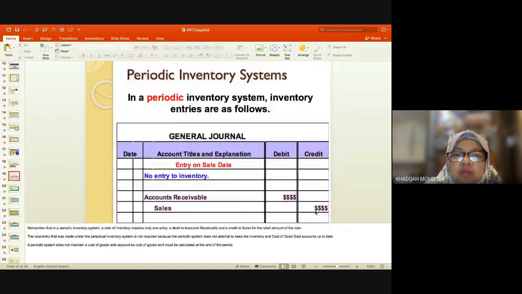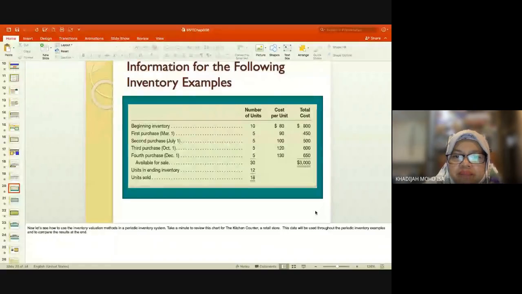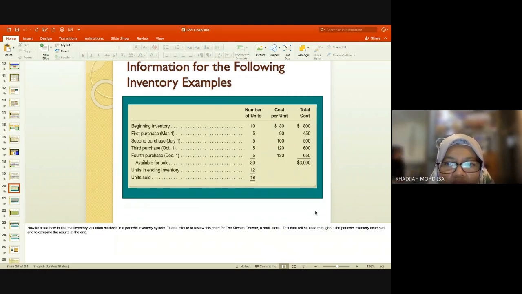Okay, periodic you do like this, see? Are you looking at this page? It's very important, yeah, you have to understand. You have beginning inventory of 10 units. Each one costs you 80, so total cost is 800. And how do you compute this? This is your opening balance plus your purchases. Then you have goods available for sale, 3,000. You have 30 units, 3,000. Is that clear?